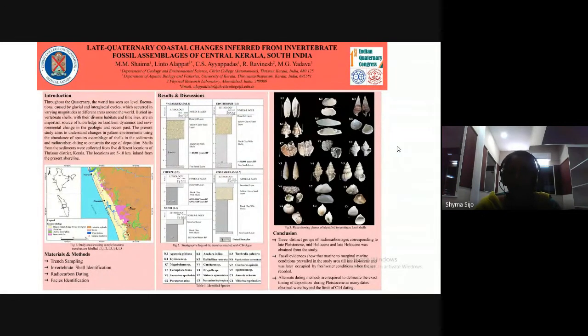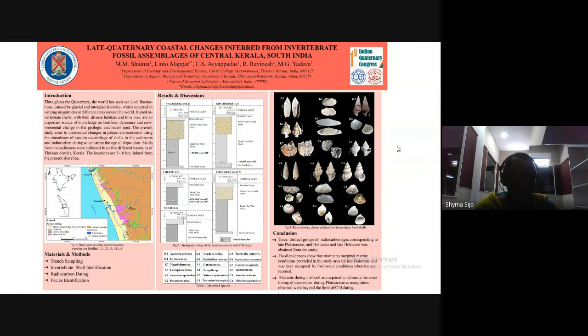And the buried invertebrate shells, with their diverse habitats and timelines, are an important source of knowledge on landform dynamics and environmental change in the past. Shells of mollusks, mostly bivalves and gastropods, were used for the study. This is because the mollusk species from the Quaternary period that were always alive are largely present with no changes in their ecological requirements. And the species identification is based on shell shape and ornamentations.